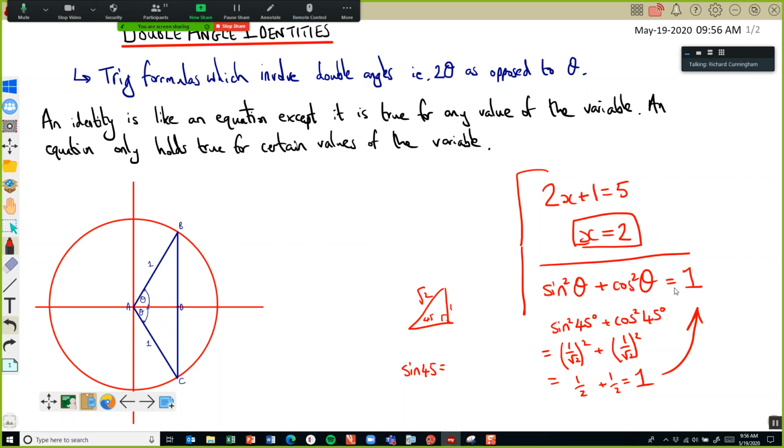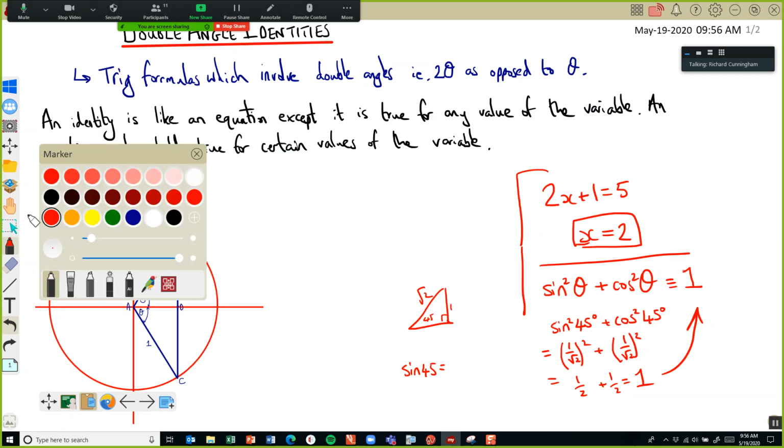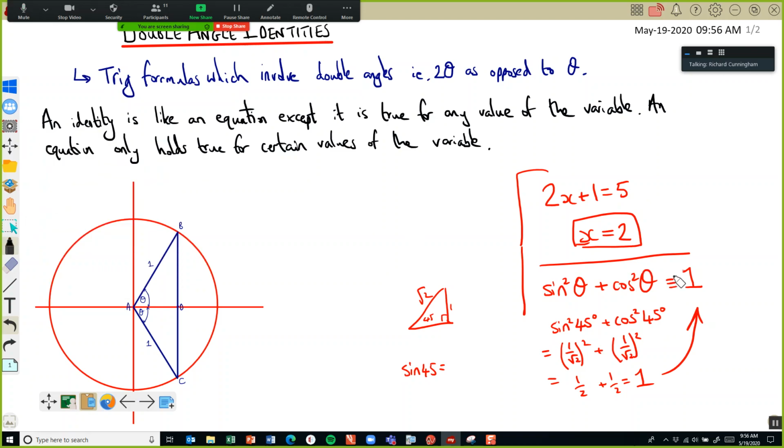And sometimes, instead of writing an equal sign, they might write 3 little lines like that. That just means it's an identity. But they don't particularly mind if you use a normal equal sign or the 3 lines. The 3 lines just means it's an identity, but it doesn't matter which you use. Is that okay with everyone? That tells us what an identity is.